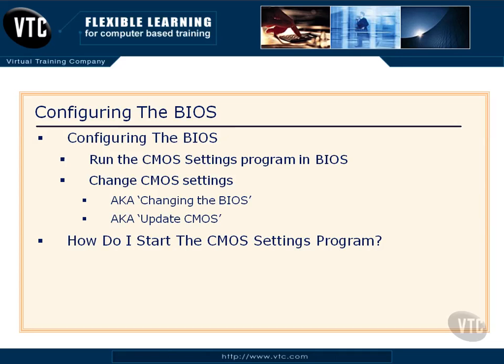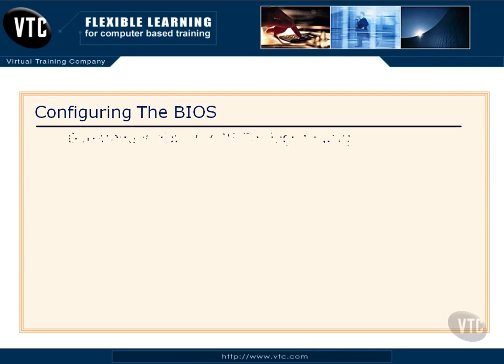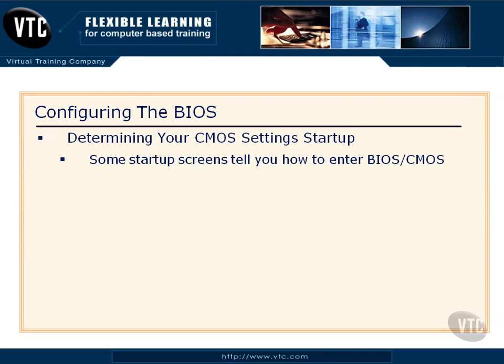How do I actually go about starting this whole process of changing these CMOS settings in BIOS? Well, that depends on the system you're running. Now this is pretty standard and straightforward. If you want to know how to get the CMOS settings program to run on your computer, you simply restart your operating system, and usually somewhere that flashes up on your screen, the startup screen itself will tell you how to enter the BIOS CMOS setup utility.